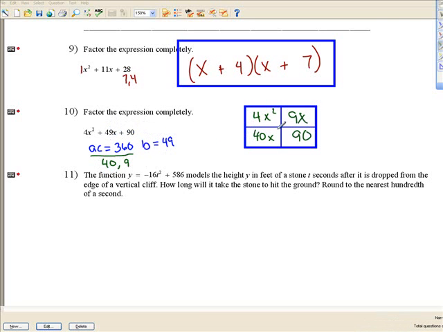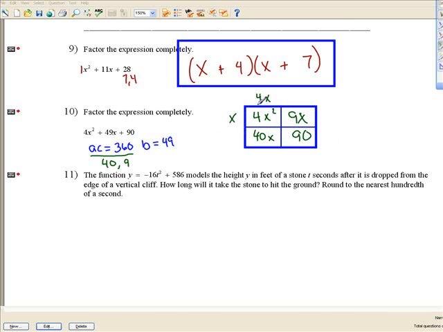Now I look down the first column. I ask myself, what can I factor out of a 40x squared and a 40x? Well, I can take out a 4 and an x. I look across the first row. I ask myself, what can I take out of a 4x squared and a 9x? I can take out an x.